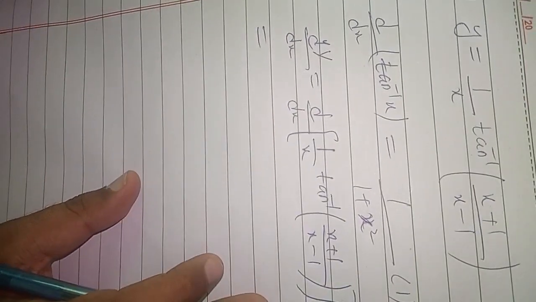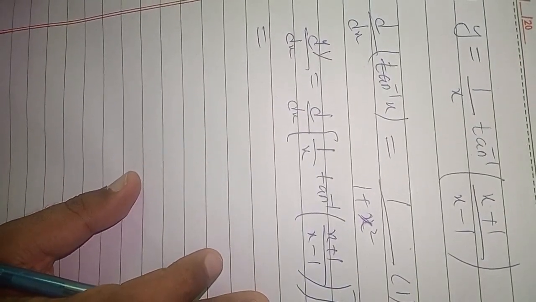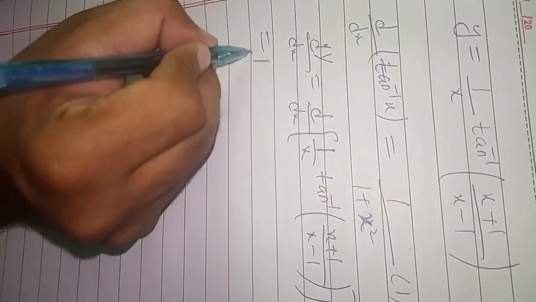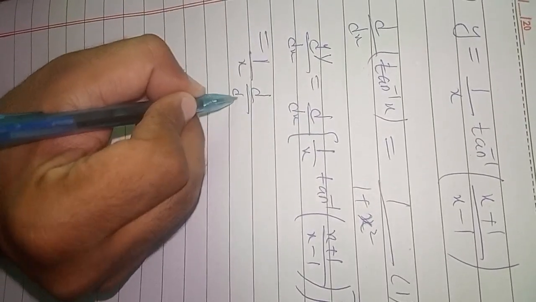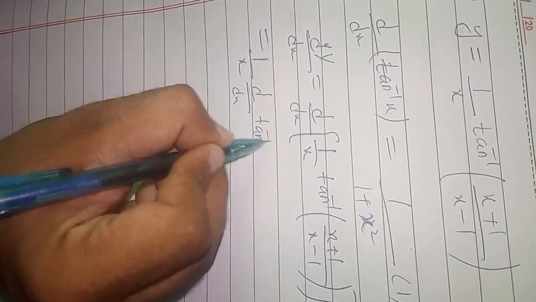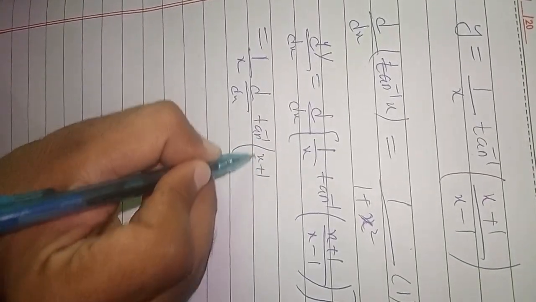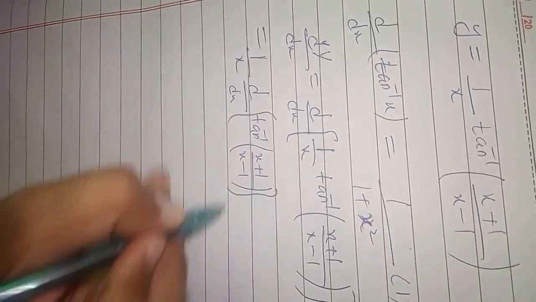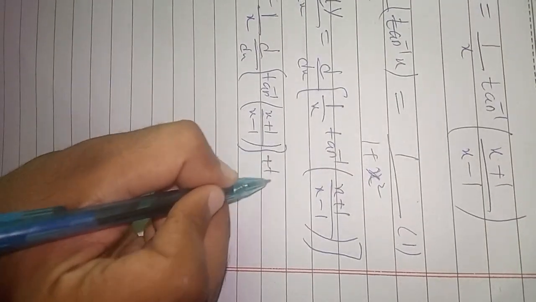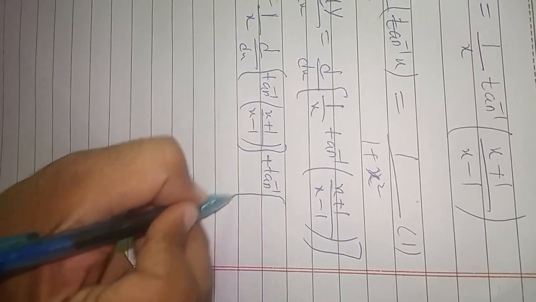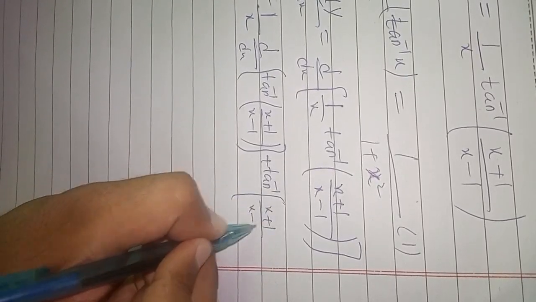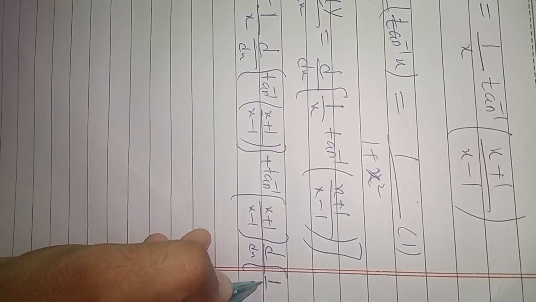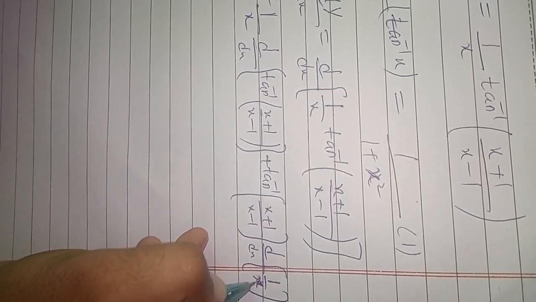So let's apply the product rule. You know that in the product rule, we leave the first function as it is and take the derivative of the second function, tangent inverse of x plus 1 over x minus 1, and then there is a plus sign, and after that we leave the second function as it is, and then we take the derivative of the first function. What is the first function? It is 1 over x.